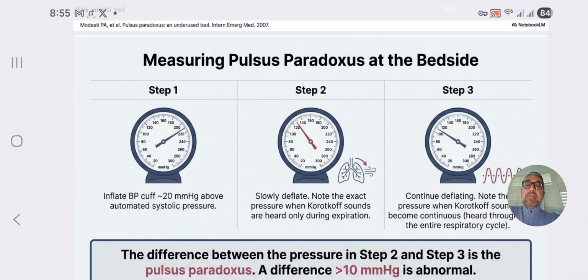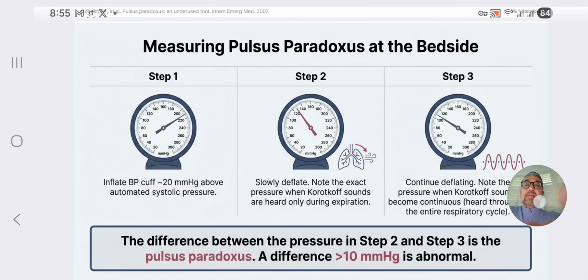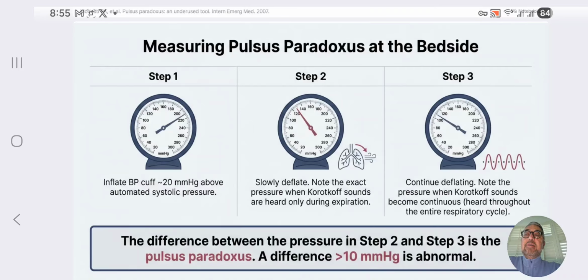Now, measuring pulsus paradoxus at the bedside is an important skill to learn. In the first step, you inflate the blood pressure cuff about 20 millimeters above the automated systolic blood pressure. Slowly deflate. Notice the point where you start palpating the radial pulse or auscultating the irregular Korotkoff sounds. Keep deflating. Then the Korotkoff sounds become regular. Note this point. When the difference between where the Korotkoff sounds are irregular and where they are regular is more than 10, this is pulsus paradoxus.